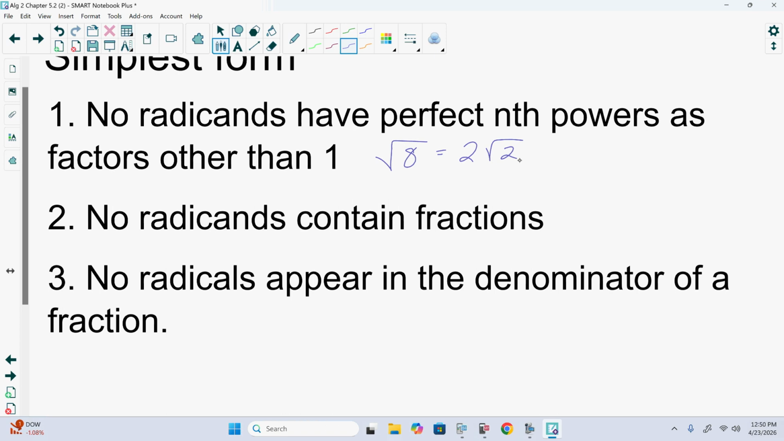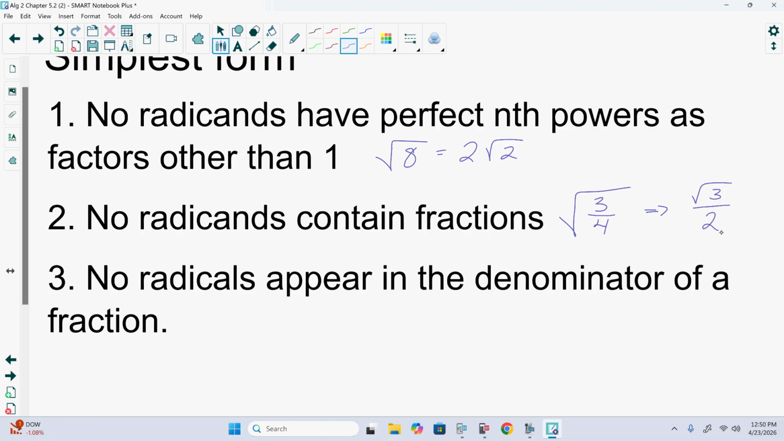No radicands can contain fractions. We cannot have a fraction inside of a radical. So the square root of 3/4, we cannot leave it at this. We have to go through the process, and we end up with the square root of 3 over 2.